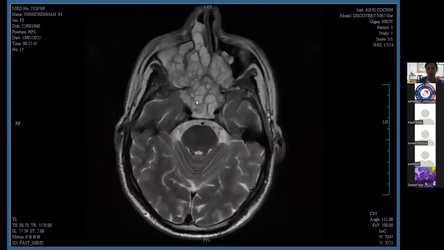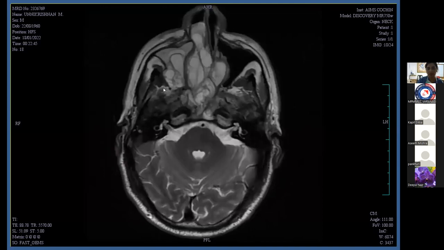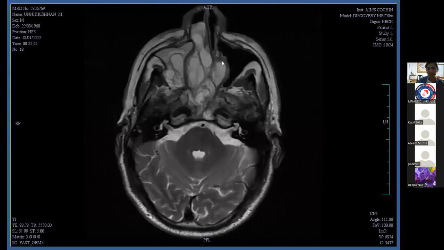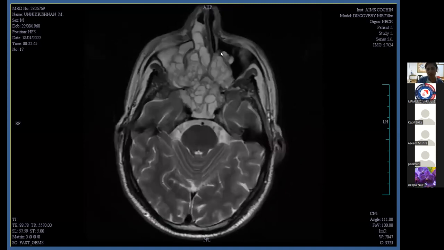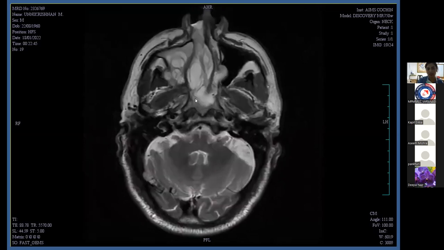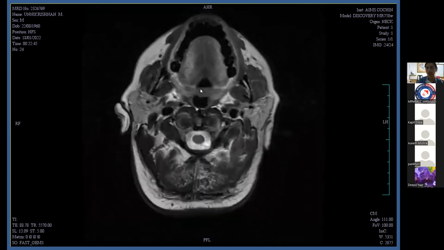Multiloculated T2 bright mass with involvement of the medial wall of the maxilla, posterior wall of the maxilla, and on the right side the infratemporal fossa, abutting the lateral pterygoid muscle on the right side. On the left side, it is abutting the medial wall of the maxilla, causing contour bulging. And there is a large mass occupying the nasopharynx. The oropharynx and oral cavity rest is normal.